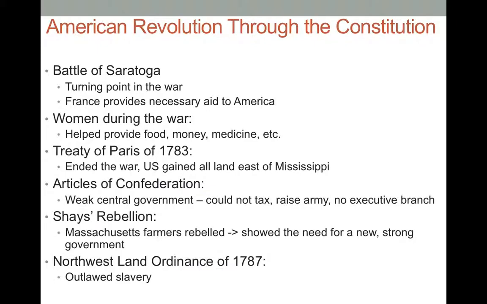Through the war, I told you to make sure that you know your first battle, Lexington and Concord, your turning point, Saratoga, and then your last battle, Yorktown. Know that women were playing a big role during the war. The Treaty of Paris ends it.